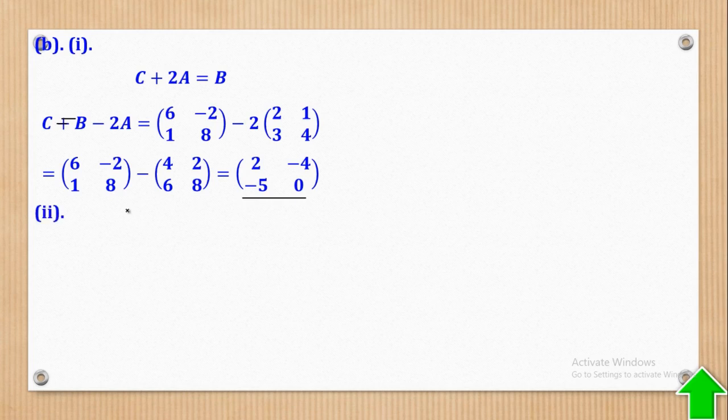So that was part Roman 1. Now let's go to Roman 2. So for Roman 2, I'll first get the determinant, because in this case I'm given the image and I want the object, so I have to first get the inverse matrix. So to get the inverse, I have to first get the determinant.